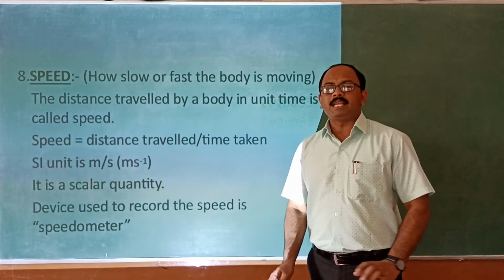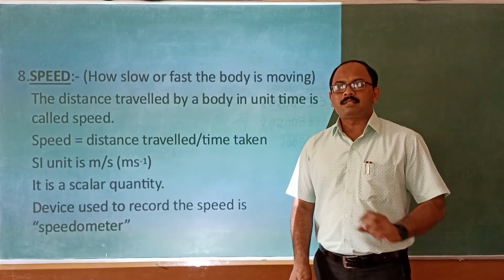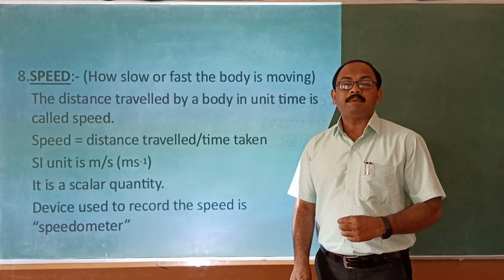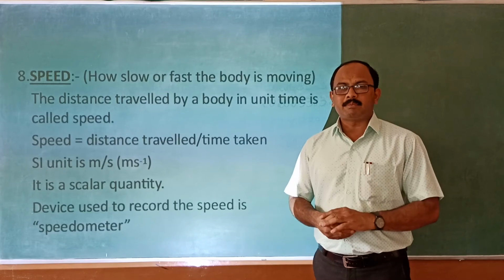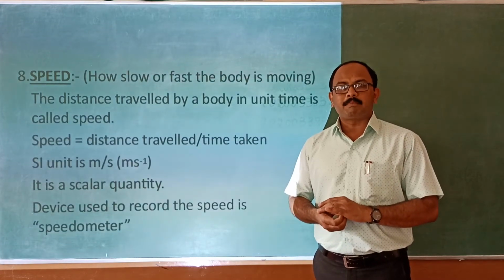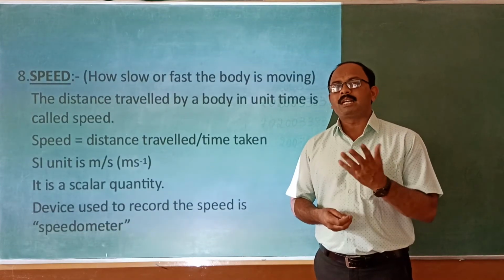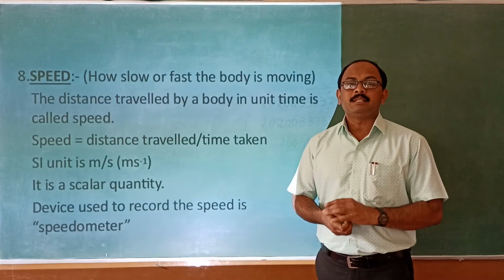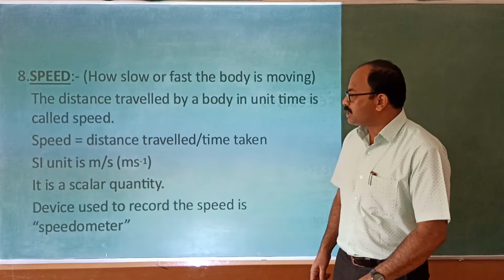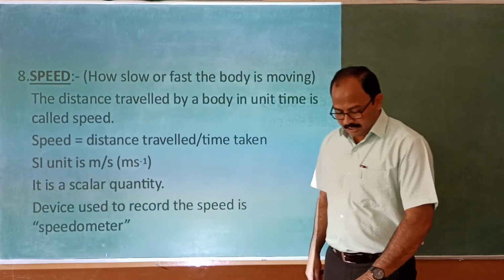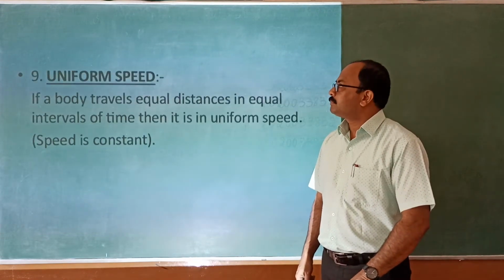Speed, we have seen in our previous session, children. This can be calculated: the distance traveled by the body divided by time taken. This is the formula we use. What may be the distance traveled by the body? The distance covered may be 500 kilometers. Total time taken may be 8 hours. So 500 divided by 8, we get the speed of the vehicle. The SI unit is meter per second, children. It's a scalar quantity because it doesn't have any direction, children.